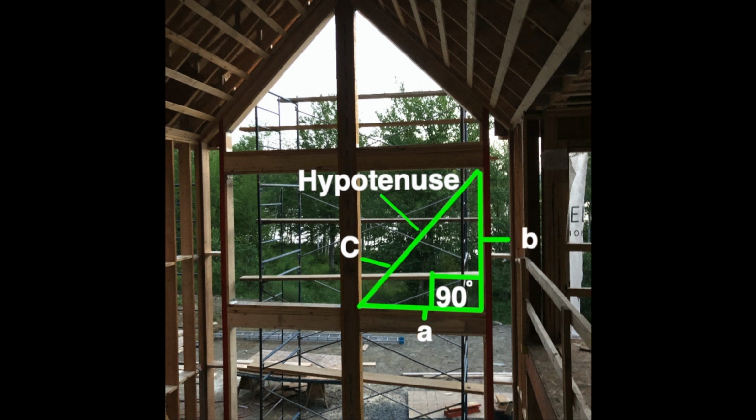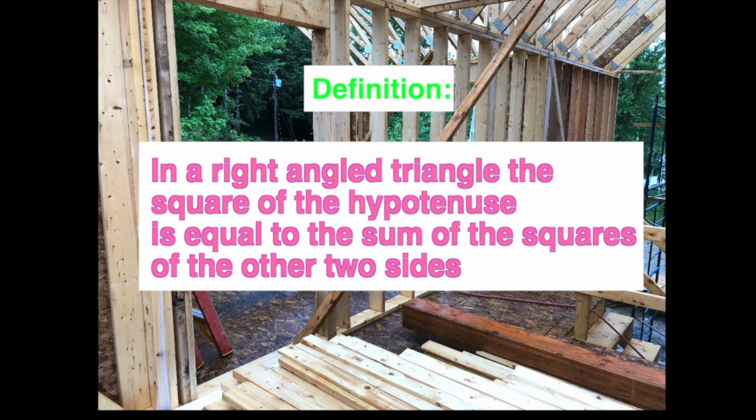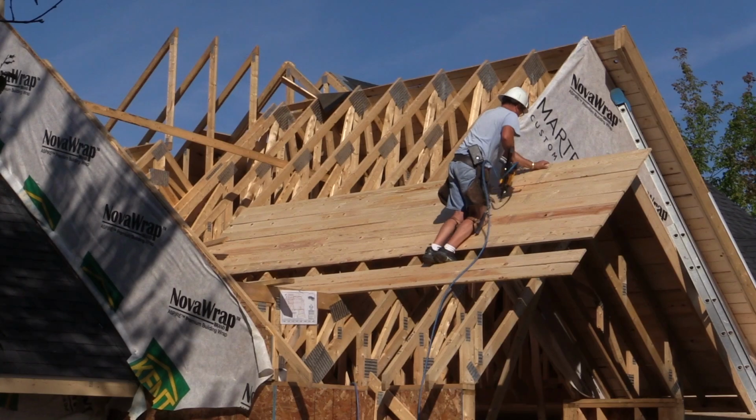This theorem is represented by the following formula. A squared plus B squared equals C squared. Therefore, the official definition is, in a right-angled triangle, the square of the hypotenuse is equal to the sum of the squares of the other two sides.